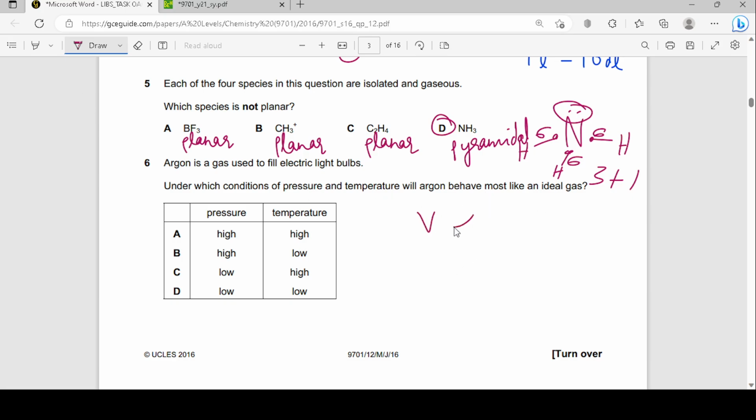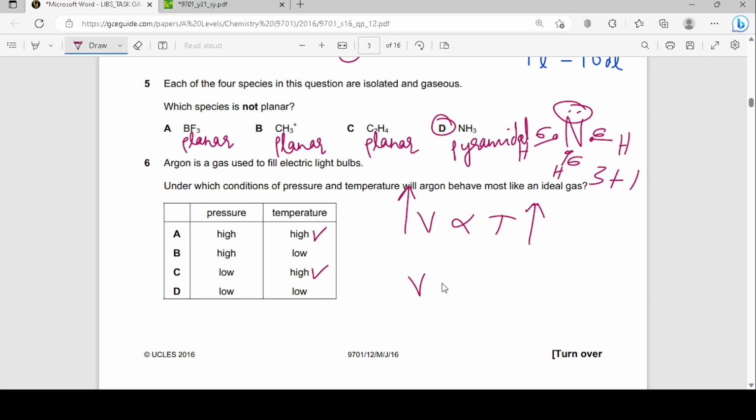Under which conditions will argon behave most like an ideal gas? Well, we know from Charles' law that volume is directly proportional to temperature at constant pressure. Because we're talking about pressure and temperature, if we increase the temperature, then the volume would also increase. And if the volume of the whole gas increases, that means that the volume of each individual particle is now more and more negligible, right? So it's behaving more like an ideal gas. So I will say that high temperature makes the gas behave more like an ideal gas.